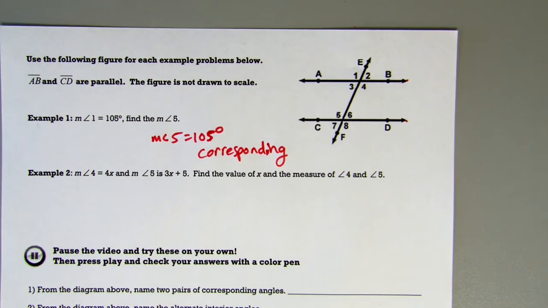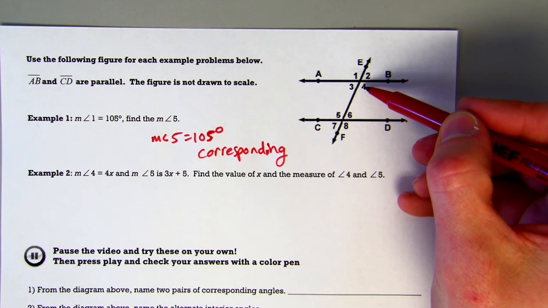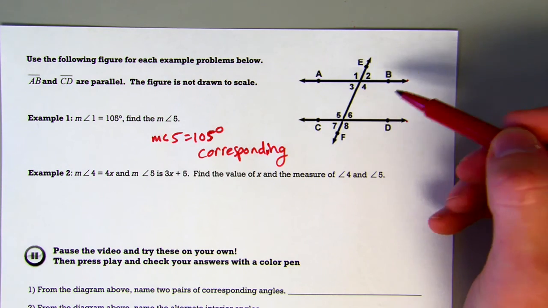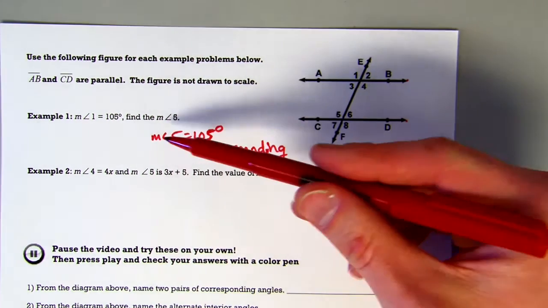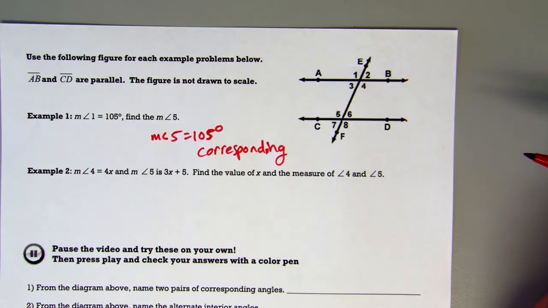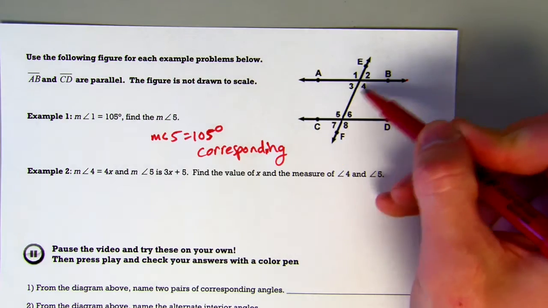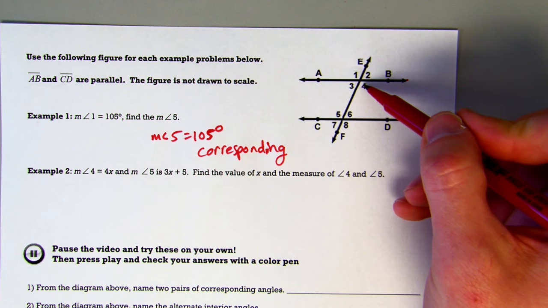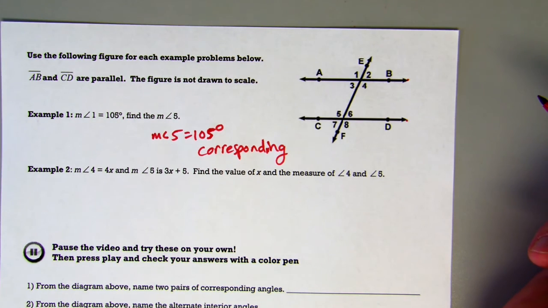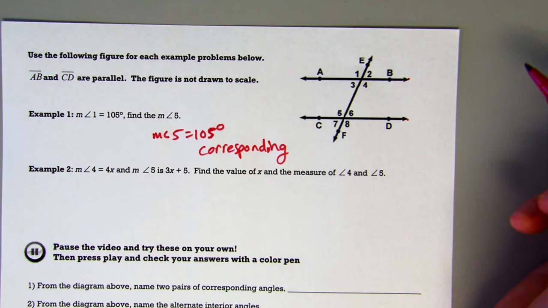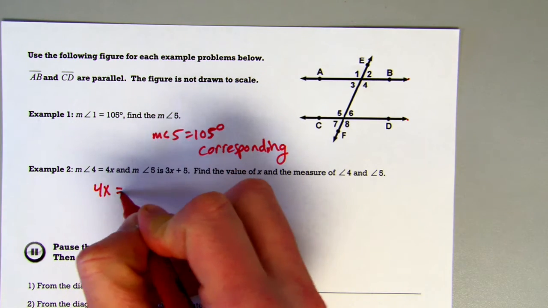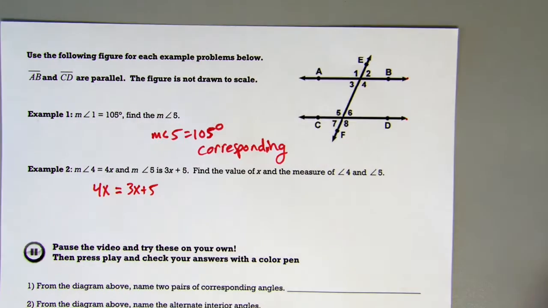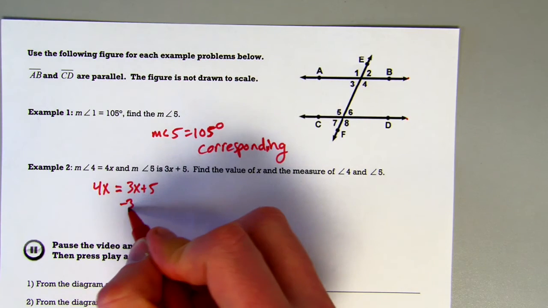Example 2. Measurement of angle 4 is equal to 4x, and the measurement of angle 5 is equal to 3x plus 5. Find the value of x and the measures. Okay? I'm not going to use any values from my example 1. This is going to be a completely different question, just so you know. So angle 4 and angle 5, before I even begin with those, if I look at these, I'll notice that they are alternate interior angles. And I know that alternate interior angles are actually equal to each other. So my measurement of angle 4, which is 4x, should equal the measurement of my angle 5, which is 3x plus 5.